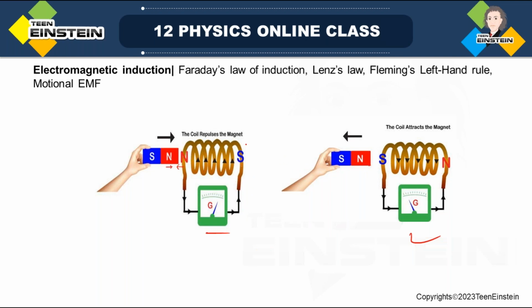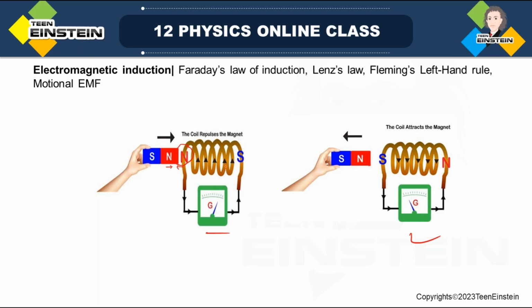Lenz's law says that the direction of the induced EMF will be such that it will produce a current which will produce a magnetic field opposing the original one. In other words, the direction of the current will be such that the coil itself will act as a bar magnet, such that this end becomes a north pole, so that it will oppose the bar magnet moving towards the coil, and hence it is actually reducing the change in the flux.